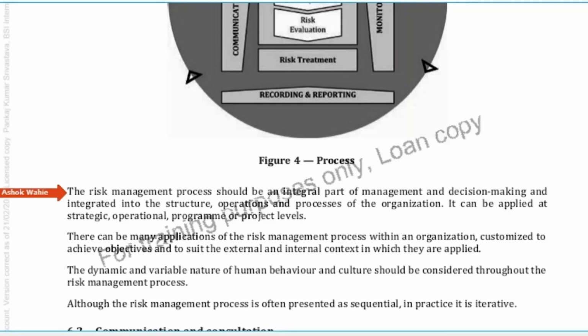So the first thing I told you is that the risk management process should be an integral part. What does it mean? Integral part of management and wherever decisions are taken and integrated into the org structure. So what is your organization structure? What is the hierarchy? What are the functions? Okay, what are the divisions? And it will be integrated into the org structure. That means HR, finance, facility, IT, everybody, risk management will be integrated into all functions.